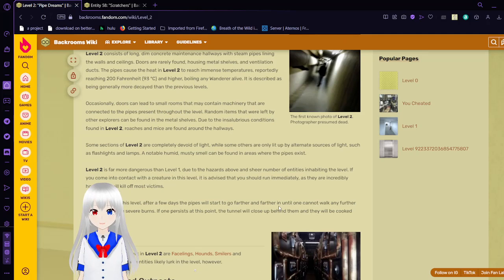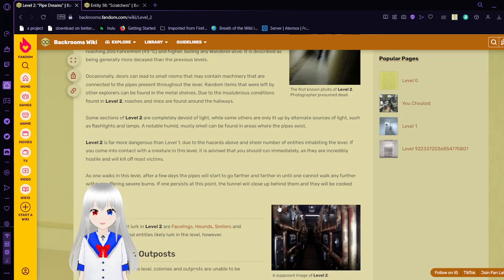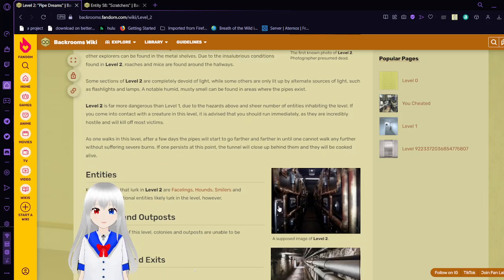Occasionally, doors can lead to small rooms that may contain machinery that is connected to the pipes present throughout the level. Random items that were left by other explorers can be found in the metal shelves. Due to the insalubrious conditions found in Level 2, roaches and mice are found around the hallways. Some sections of Level 2 are completely devoid of light, while some others are only lit up by alternate sources of light, such as flashlights and lamps. A notable humid, musty smell can be found in areas where the pipes exist.